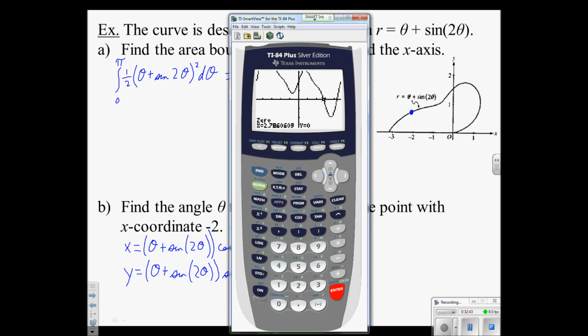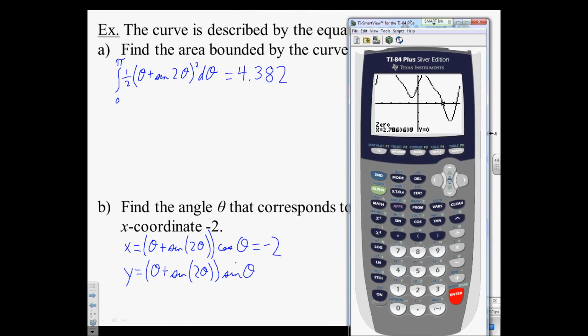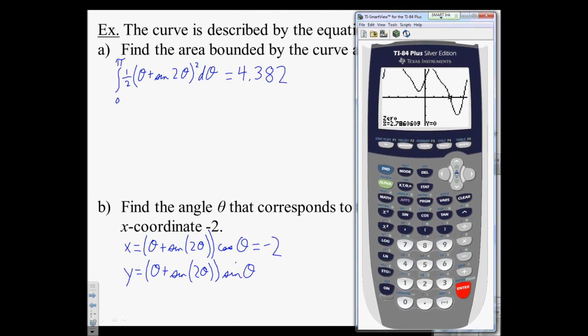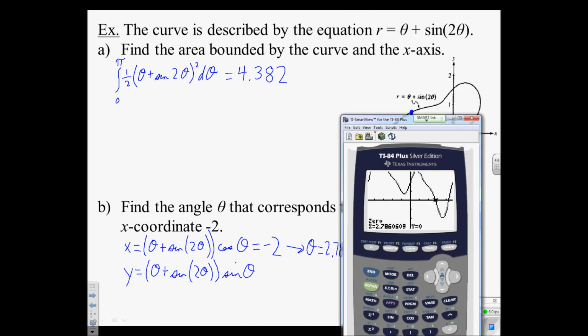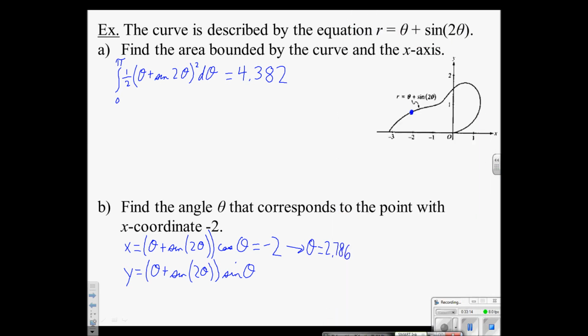There it is. So the point that I'm looking for, when I graphed it, my variable was x. In the actual problem, the variable was theta. And the value of that variable was 2.786. So when theta is equal to 2.786, there we go. All right, let me bring this down here.